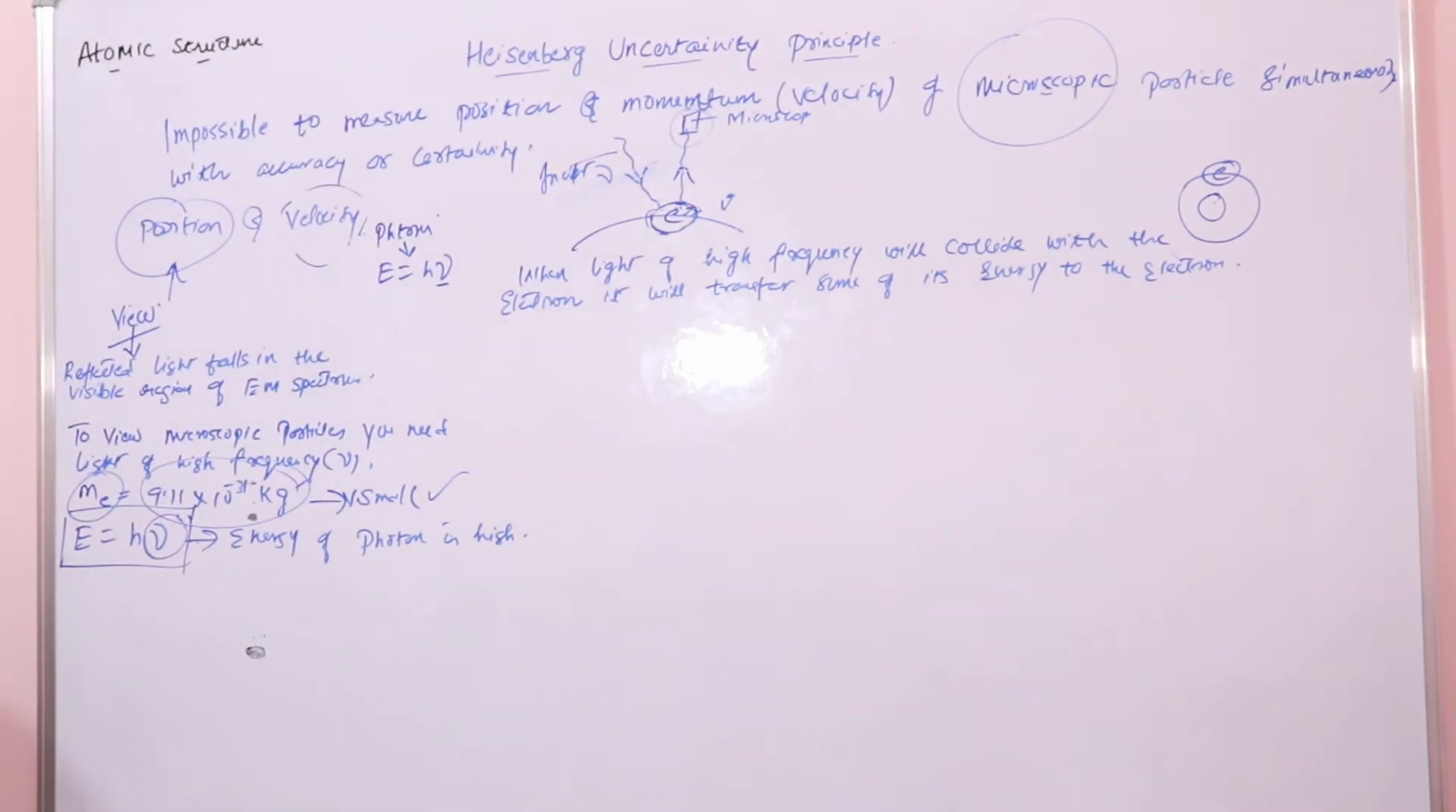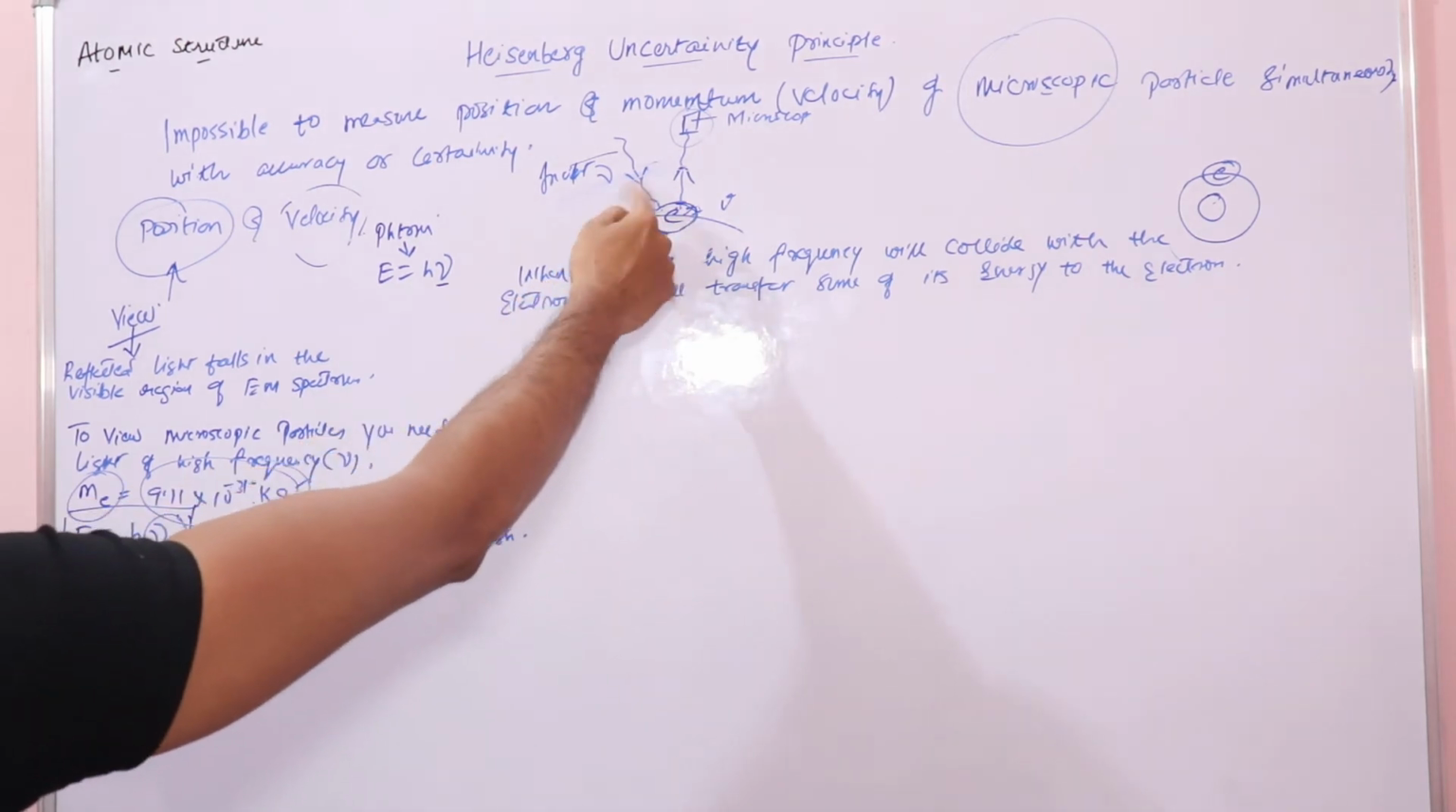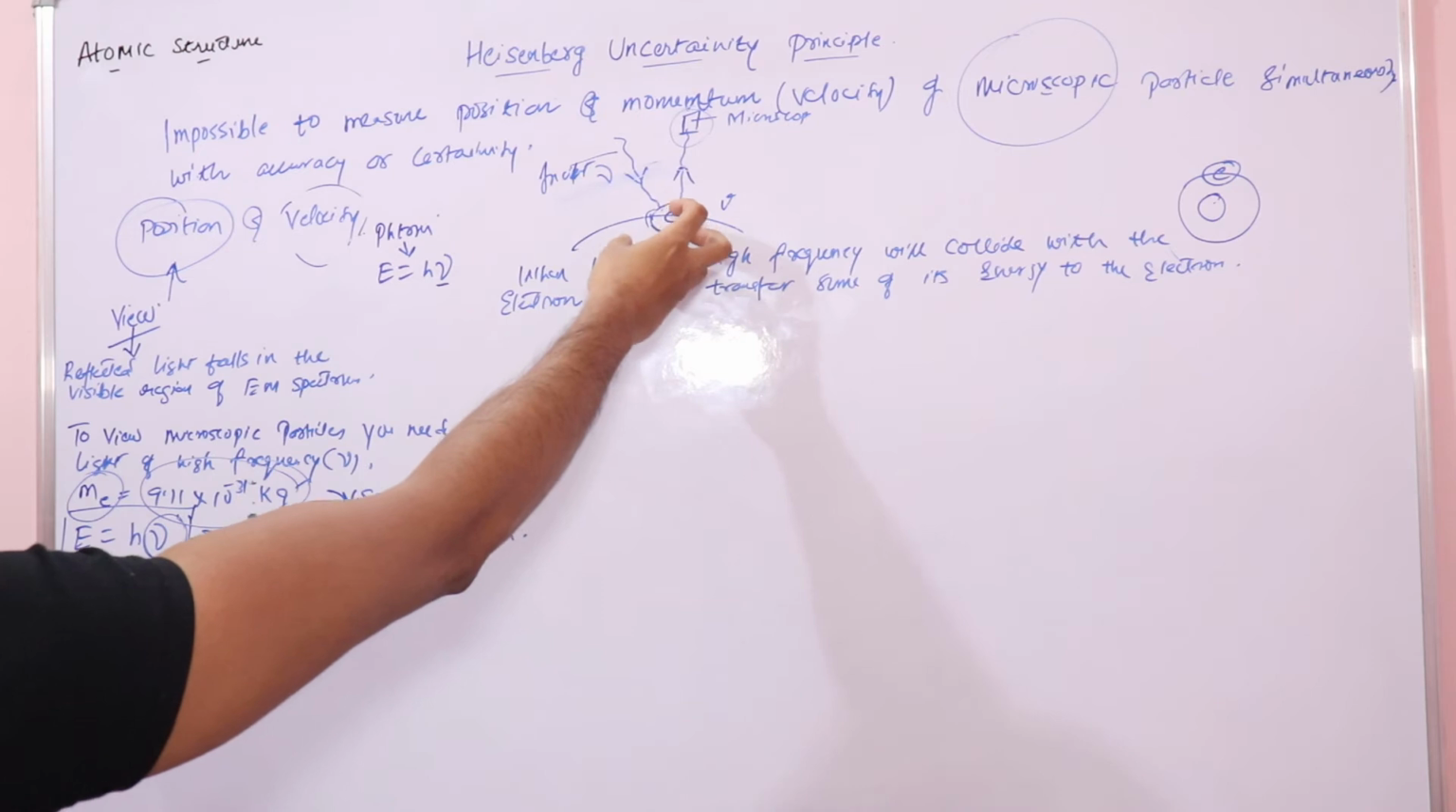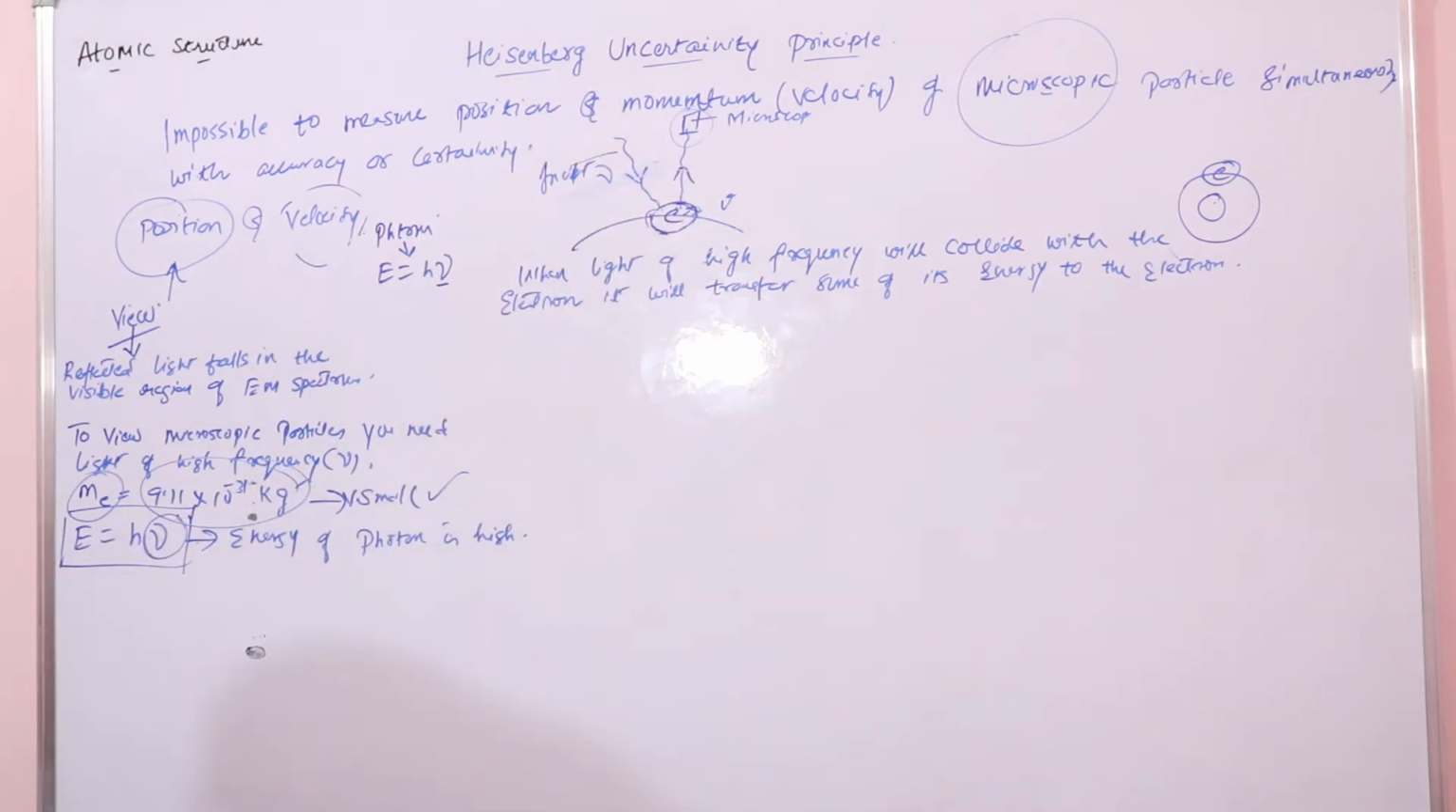Just try to imagine, this microscopic particle is very small. So when light of high frequency falls on it, you would not be able to determine its position or its velocity, which was the position and velocity of this electron before it collided with this photon.